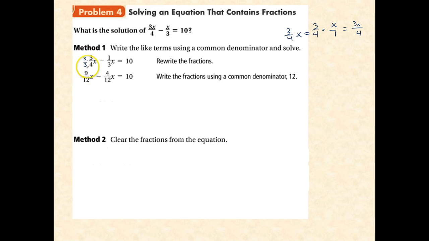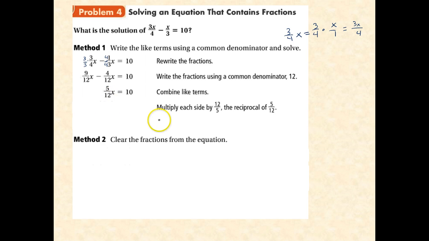3 times 3 is 9. 3 times 4 is 12. What am I multiplying by here? 3 times 4 is 12, so I'm multiplying this fraction by 4 over 4, which is 1. So that's why I get 4 over 12. Now that I have common denominators, I can combine like terms. 9/12 minus 4/12. 9 minus 4 is 5, so that's 5/12.